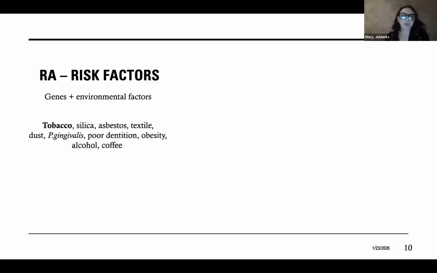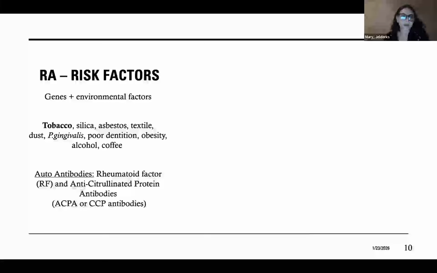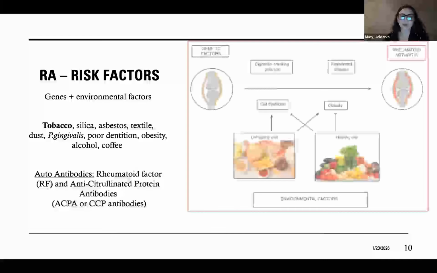Other known risk factors I've listed: silica, asbestos, textile dust, P. gingivalis, poor dentition, obesity, alcohol, and coffee, interestingly enough. What do we find? You may know, there are these autoantibodies. This is the autoimmune response. We do find and detect these antibodies, rheumatoid factor or RF, and anti-citrullinated proteins, or anti-CCP or ACPA for short, in the blood in a very good percentage, roughly around 80% of patients.